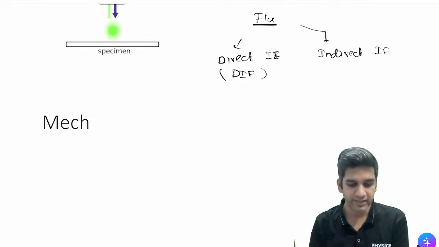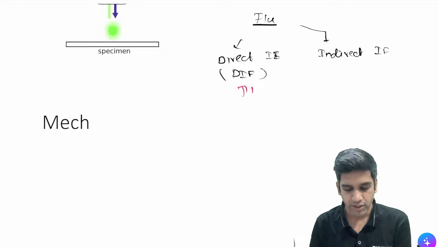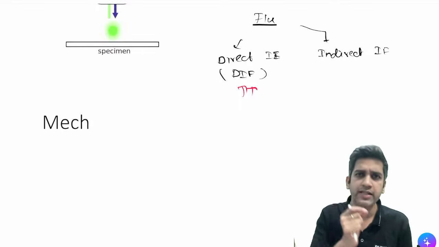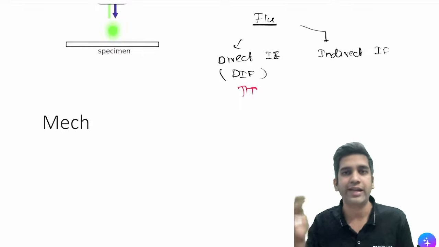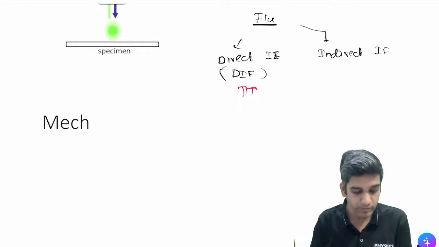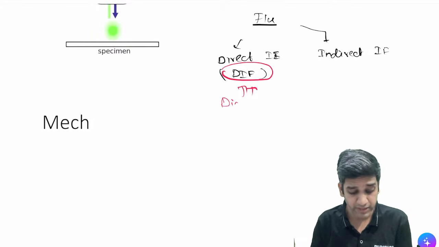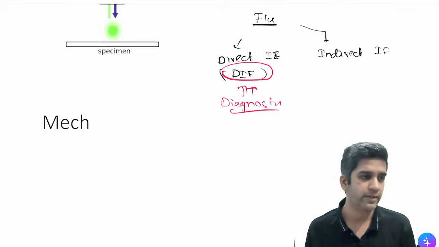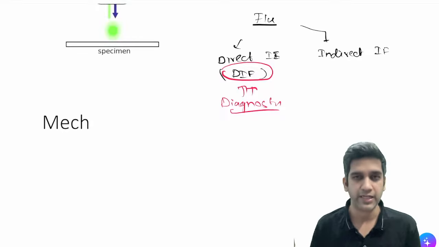In the diagnostic area, we'll have only one thing, and that's your DIF images. So if any question says there's a DIF image, a direct immunofluorescent image for kidney or skin, you have to remember this. Let's remember the name. This is primarily used for all diagnostic pathology. Any diagnostic pathology I have, I'm going to use direct immunofluorescence only. Fine. What's the mechanism?